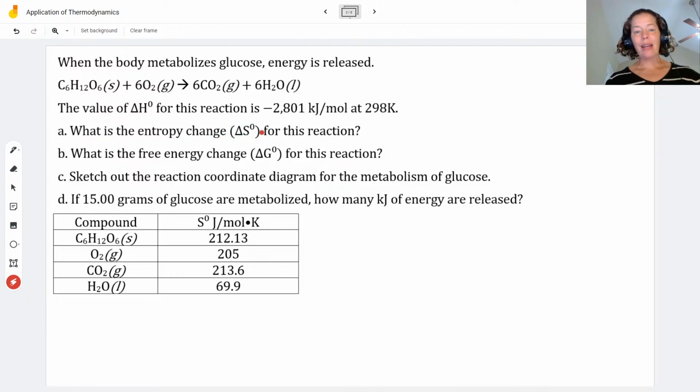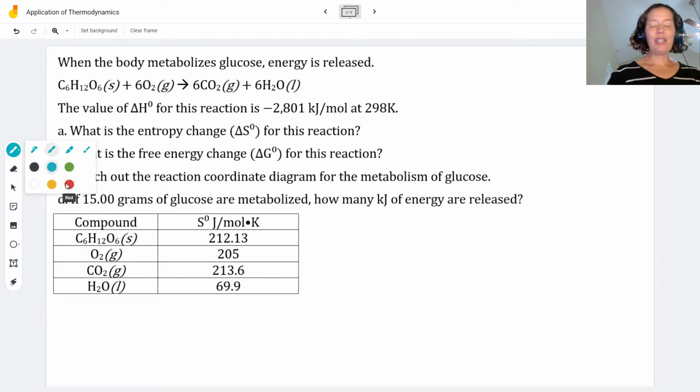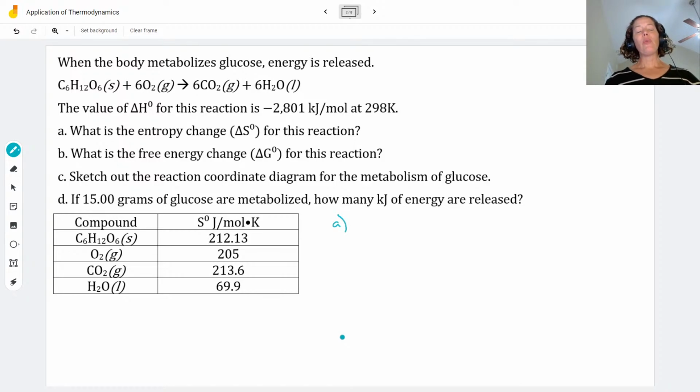And the first question they ask is, what is the entropy change? Remember, entropy is S, so what is the delta S for this reaction? Now, we're assuming we're still at 298 K. All right, so let's go ahead and calculate A, and I did give myself extra space this time as well. I think we can fit A on this page right here. So I'm going to put A here. We know delta H. How are we going to calculate delta S?